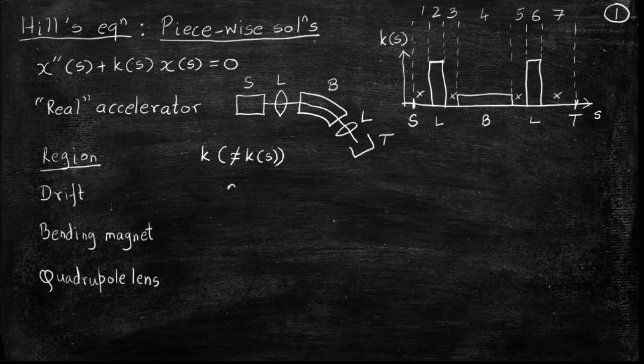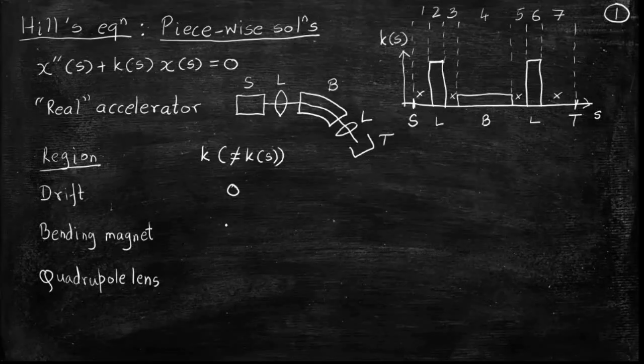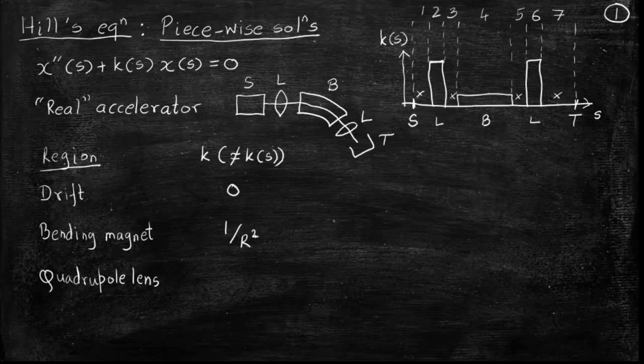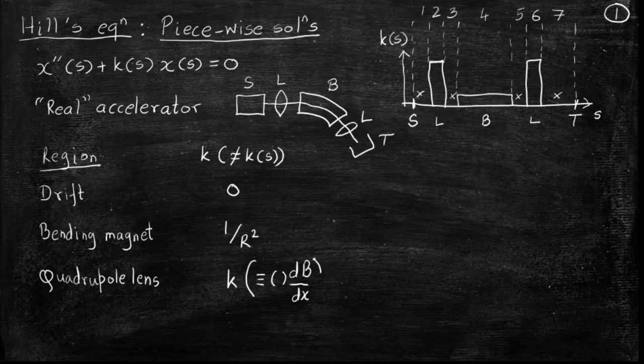So in a drift region, K is simply 0. If you look back at your derivation of Hill's equation, if you have a pure dipole type of magnetic term, then the value of K for the bending magnet is 1 by R square. And for a quadrupole lens, the value of K is just K, which, if you remember, is some constant times dB by dx. So it is a constant proportional to the gradient of the magnetic field. The gradient of the magnetic field itself remains constant for a quadrupole lens.